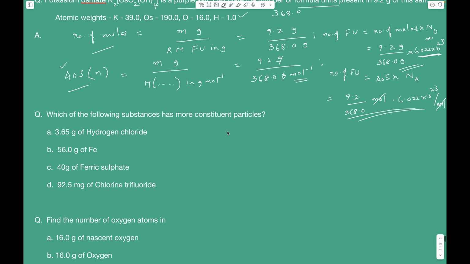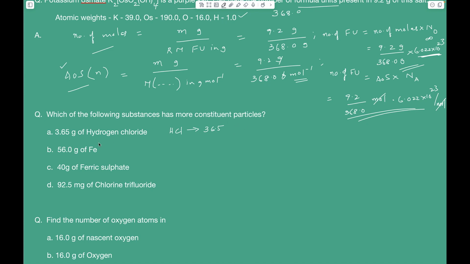And the next question says, which of the following substances has more constituent particles? Here we are given the masses of 4 different substances. And hydrogen chloride is a covalent compound and it is composed of HCl molecules and its molecular weight is 36.5. 1 plus 35.5 is 36.5. So that is its relative molecular mass.